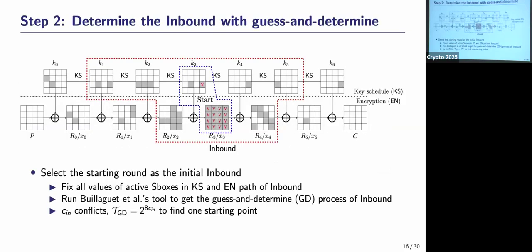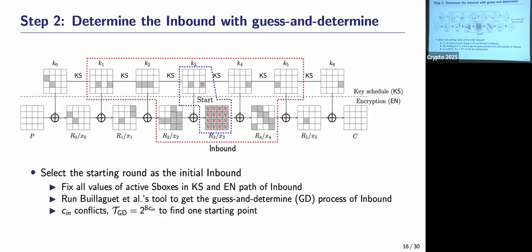Given a related key differential in step 1, the key point of step 2 is to determine the inbound phase. We first select the starting round as the initial inbound, for example, the starting round 3 in the figure. Since the differences of the active S-boxes are fixed, we then fix all the values of the active S-boxes in KS and EN by accessing DDT in the initial inbound.